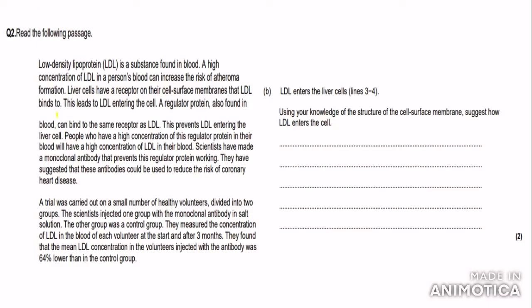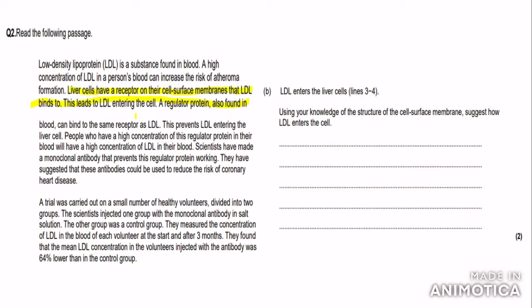Right, here is the last one. Read the following passage. I'm not going to bother reading the whole thing. You can pause the video if you would like to read it. Now, I'm going to focus on this part of the question as it is relevant to the transport section. LDL enters the liver cells in lines 3 to 4. Now we can focus here on lines 3 to 4. So 1, 2, 3, 4. So lines 3 and lines 4. Here it says liver cells have a receptor on their cell surface membranes that LDL binds to. This leads to LDL entering the cell. Now the question says, using your knowledge of the structure of the cell surface membrane, suggest how LDL enters the cell.